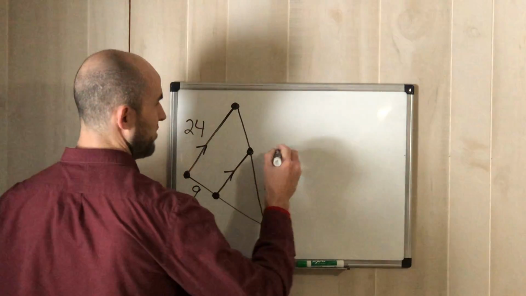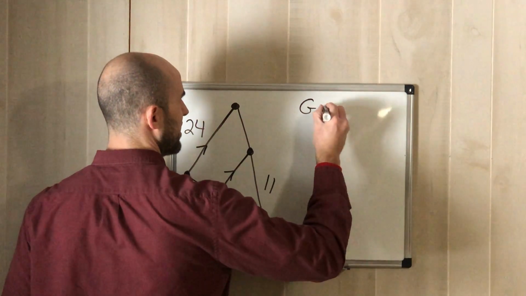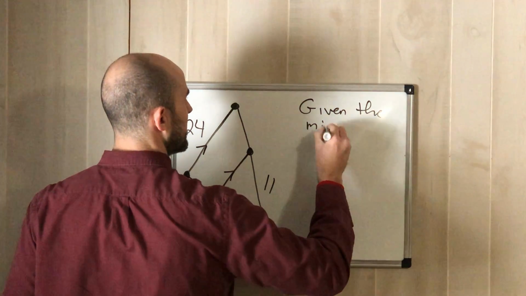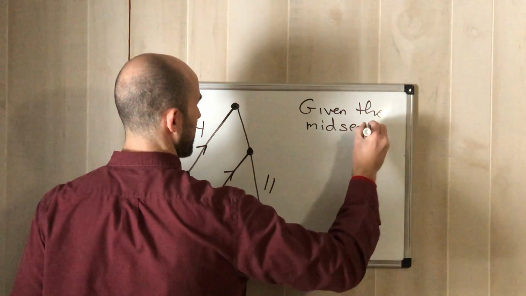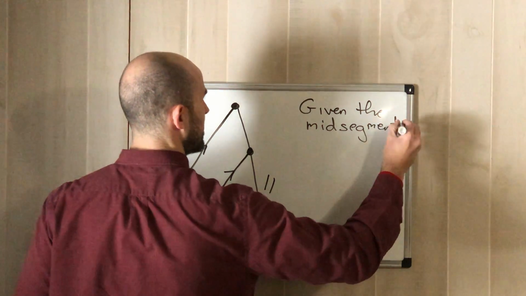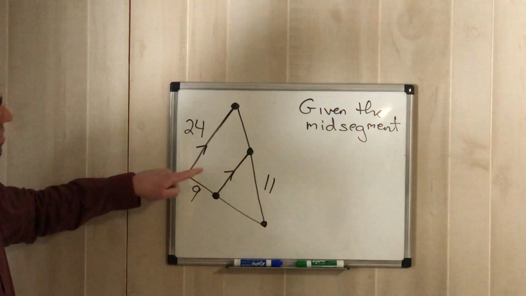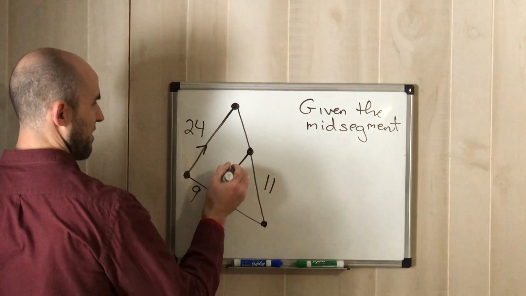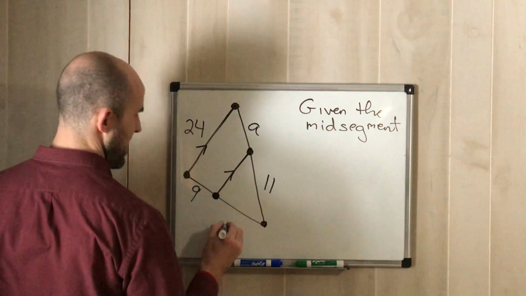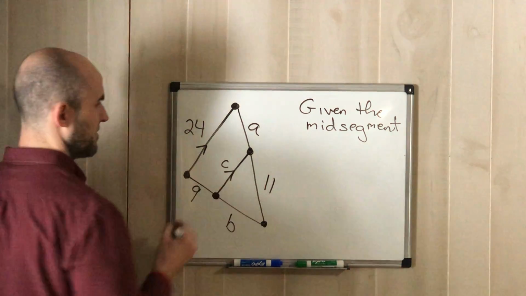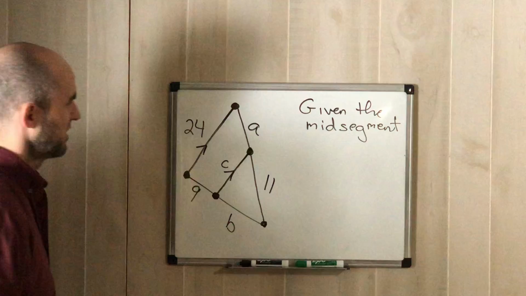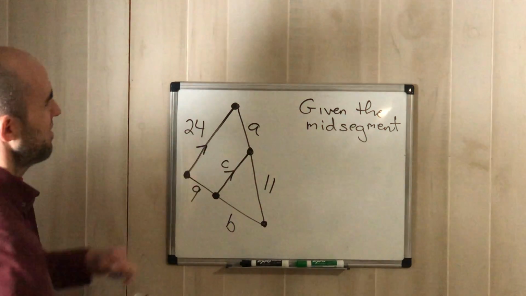Okay, I need to tell you, given the midsegment, so we know that that midsegment is there, right? Given this midsegment, we want to find everything now. We want to find this side, we want to find this side, and then we want to find that. We want to find A, B, C. If we want to find A, B, and C, again, think. That's a midsegment, we're given a midsegment.